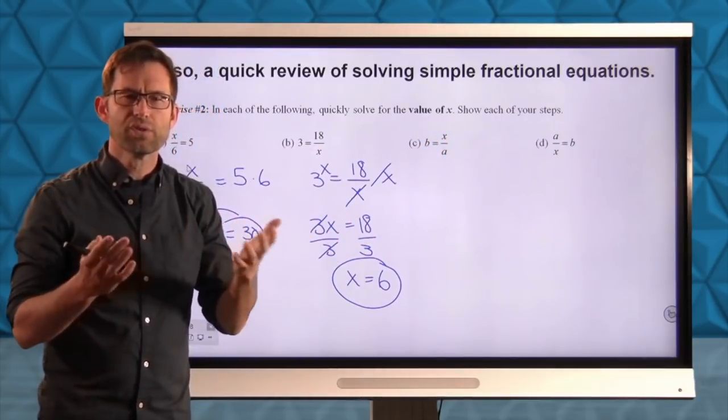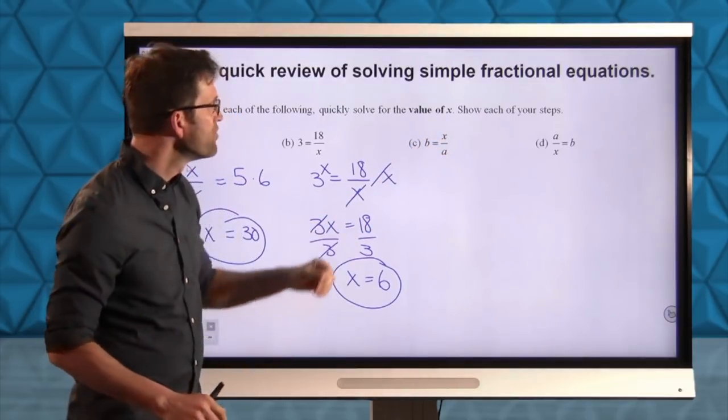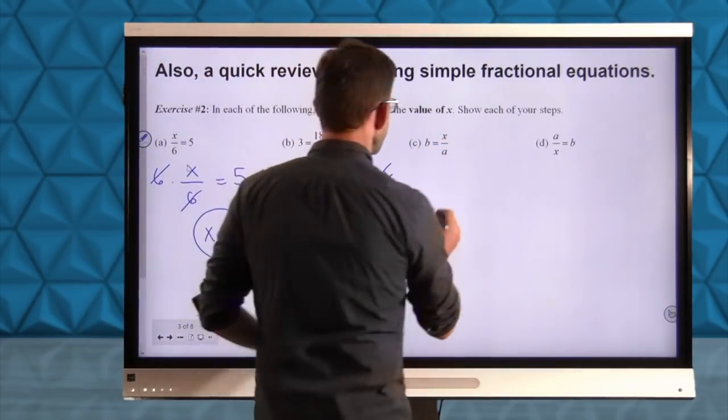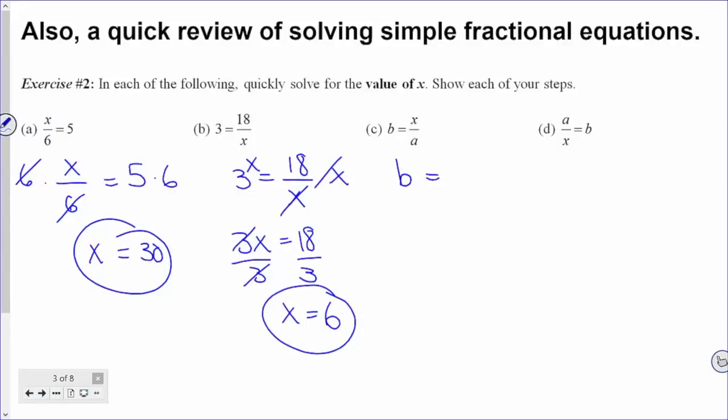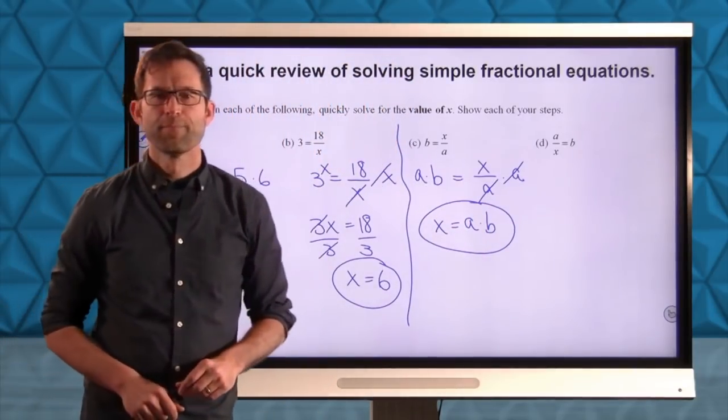And yet, the procedure is still exactly the same. In this case, I've got b equals x divided by a. I want to solve for x, so I'm just going to rewrite the equation really quickly. And again, very simple. All I'm going to do to get my x by itself is multiply both sides by a, and I just get x equals a times b. You don't need the little dot there. You could just have ab. That would be fine.